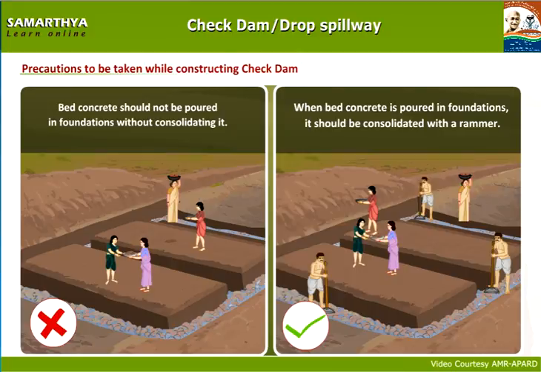Bed concrete should not be poured in foundations without consolidating it. This is because if it is not consolidated while placing concrete at foundations, blowholes may develop inside, which will lead to water leakages as well as foundation may not be strong enough. When bed concrete is poured in foundations, it should be consolidated with a rammer.